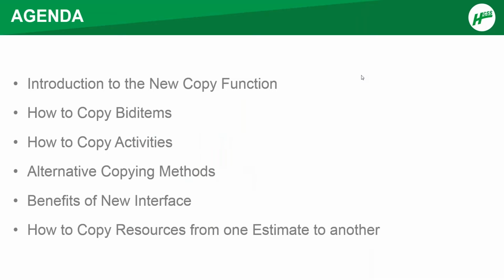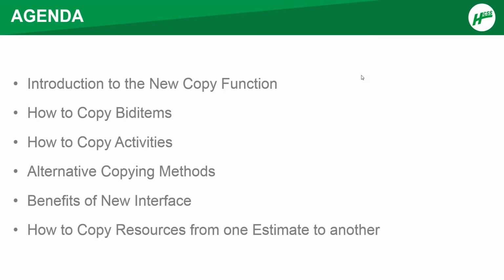I wanted to go over really quickly the copy bid items and activities feature within HeavyBid, which has been changed recently in more recent versions. I'm going to go over how to copy bid items, how to copy activities, and some alternative copying methods that will benefit you with new efficiency and new ways of copying, and try to show you the benefits of the new interface of the copy feature.